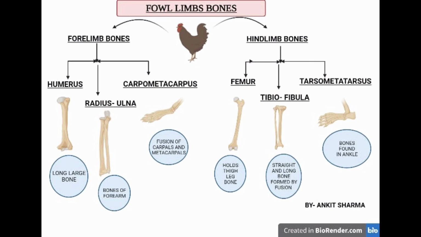Now we talk about the tarsometatarsus. The tarsometatarsus is a compound bone of the foot formed by the fusion of the distal row of tarsals with the second, third and fourth metatarsals. It is a stout long bone and proximally it bears two cup-like facets for the articulation with the tibiotarsus. The first metatarsus is a small nodule-like bone attached to the inner and posterior surface of the tarsometatarsus near its distal end.